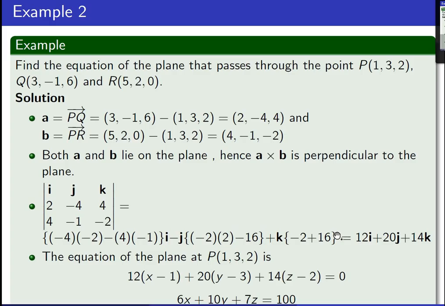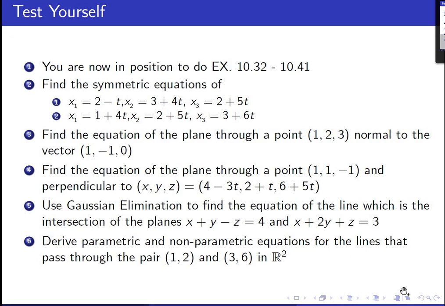Okay, let me just go back. Here we have the test yourself exercises. We normally do these exercises in class, or I ask you to attempt them independently and then I give you solutions afterwards. But since we're not in class, I already have the solutions for all of these questions, so I will go through them with you.